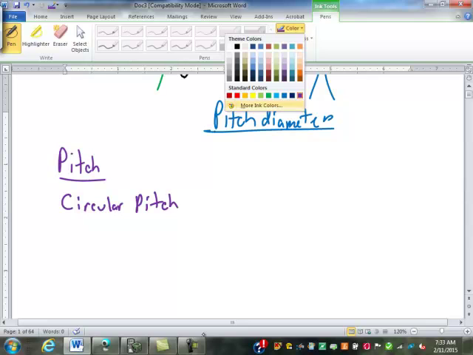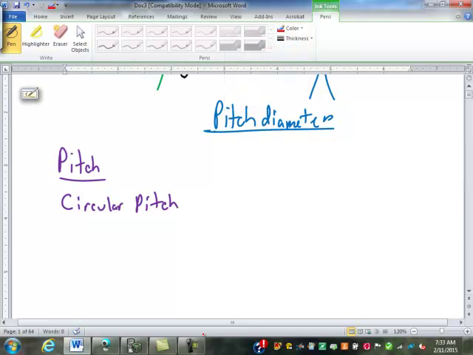And the circular pitch uses the pitch diameter. The pitch diameter is usually labeled as just D.